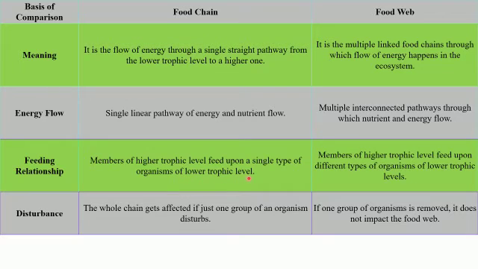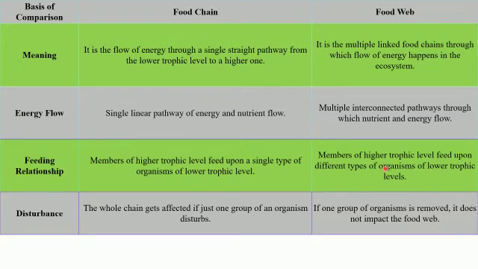So here we found that the eagle was dependent just upon snake, the snake was dependent just upon frogs, and the frog on grasshopper. So here we find that the members of the higher trophic level feed on a single type of organism from a lower trophic level. In a food web, members of a higher trophic level feed upon different types of organisms of lower trophic level.